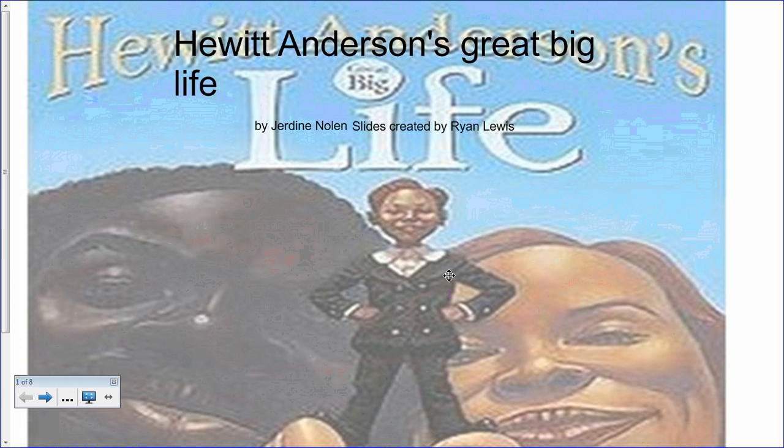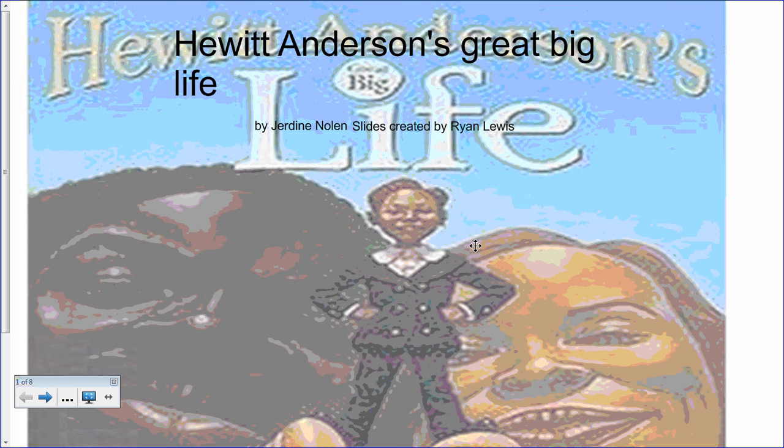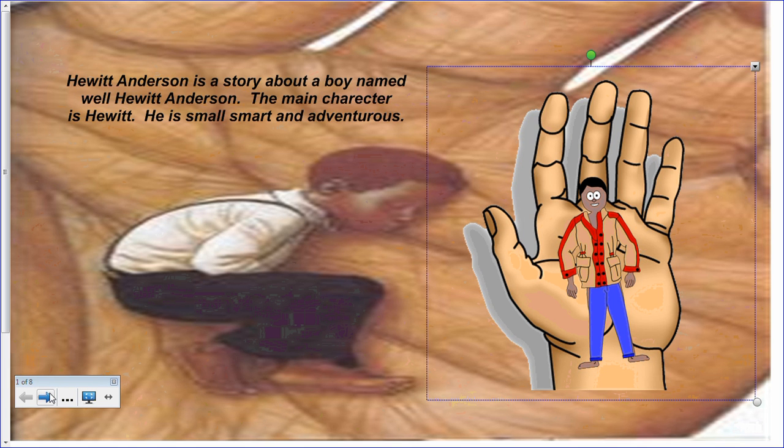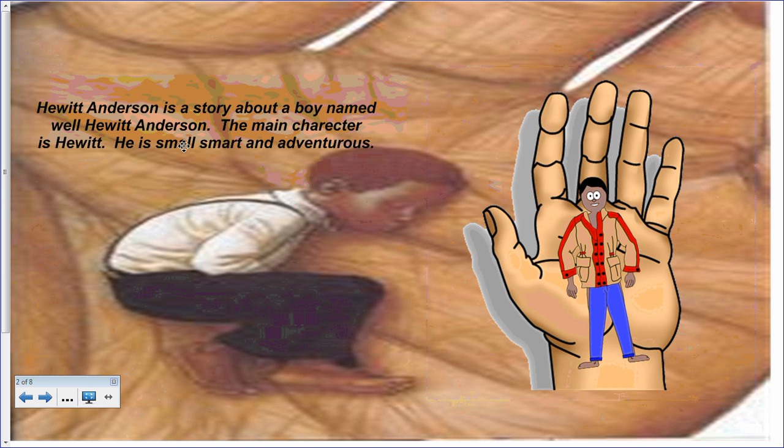Alright, first one we are doing: Hewitt Anderson's Great Big Life by Jardine Mullins. Slides created by Ryan Lewis. Next page. Hewitt Anderson's story is about a boy named Hugh Henderson.